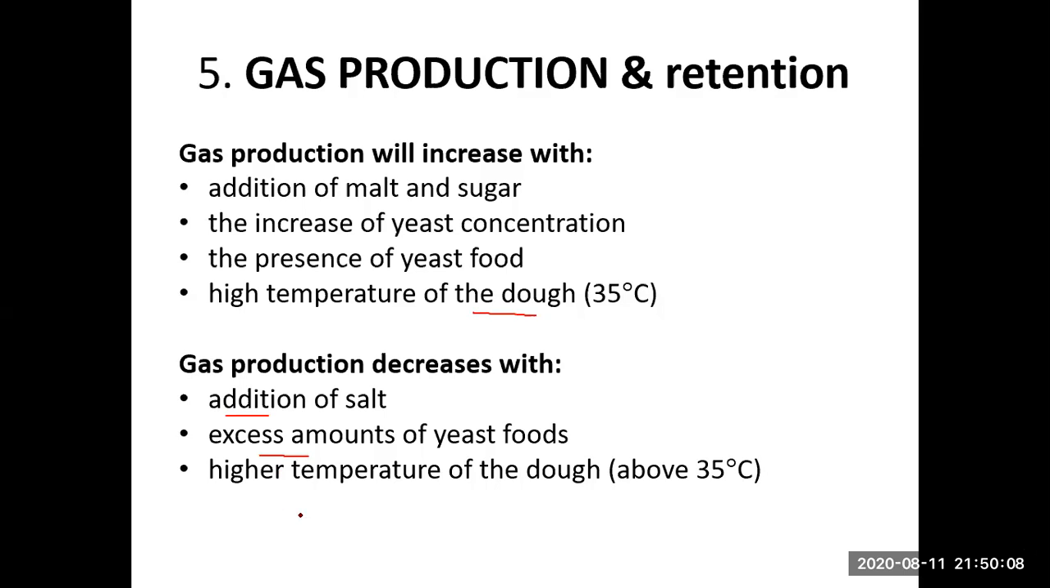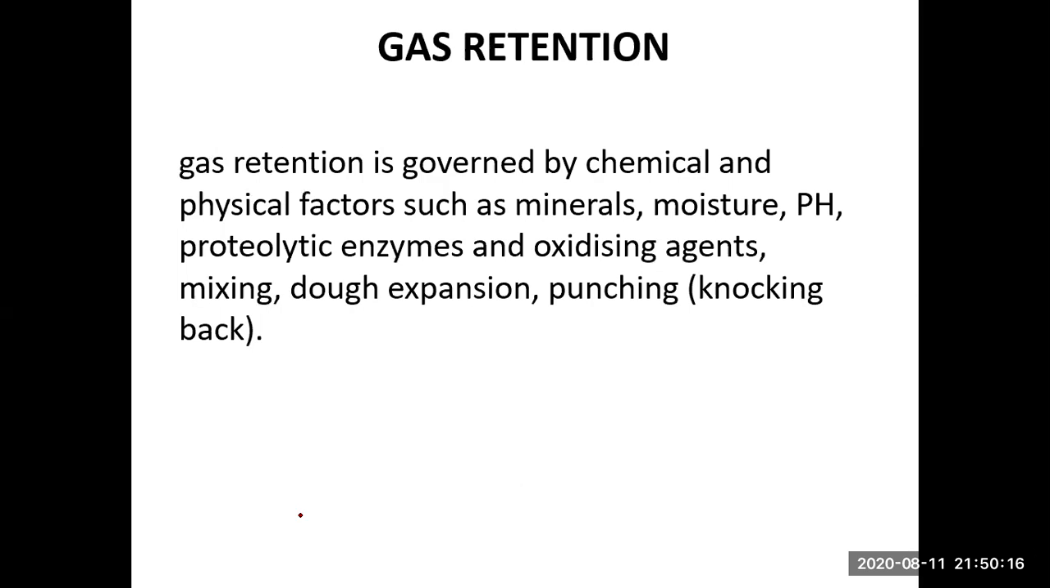And another is the temperature. If it is above 35 degrees centigrade, then your gas production can be decreased also. With that, gas retention: you already know gas is retained in the gluten network, and it's governed by chemical and physical factors such as minerals, moisture, pH, different kinds of enzymes, and expansion or knocking back. All of these act on the gas retention process, that is, how much of the gas will be retained within the gluten network or within your dough.